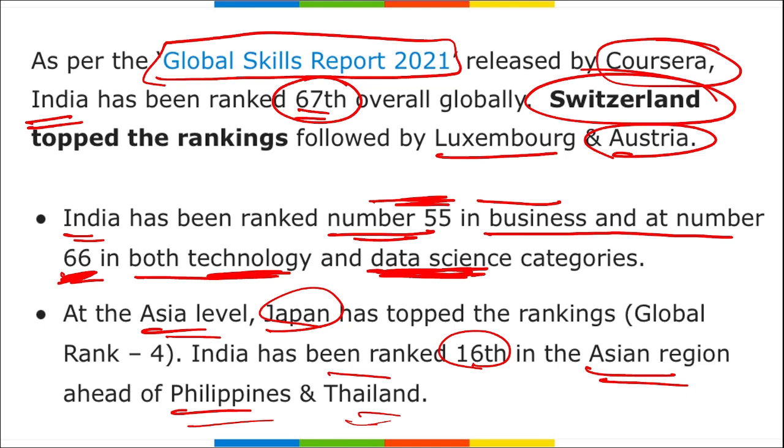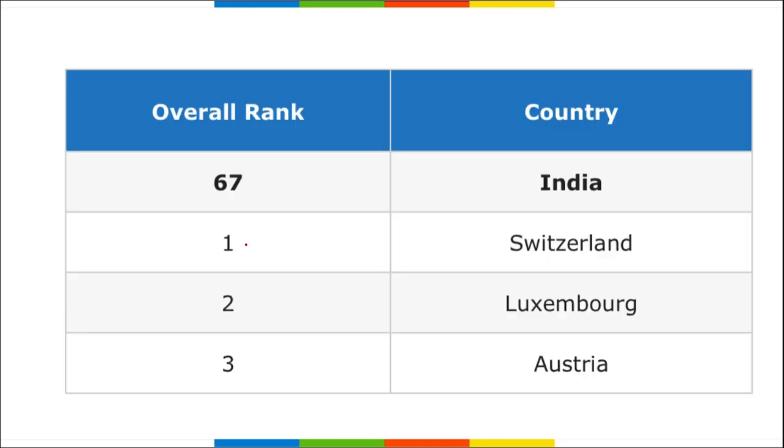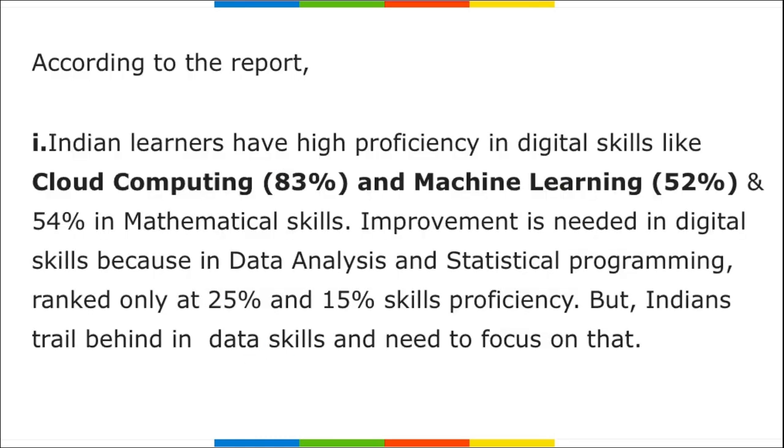So here it was the Global Skills Report for 2021. It was released by whom? It was released by Coursera. Here you can see first ranking Switzerland, second Luxembourg, third Australia, and India was ranked 67.